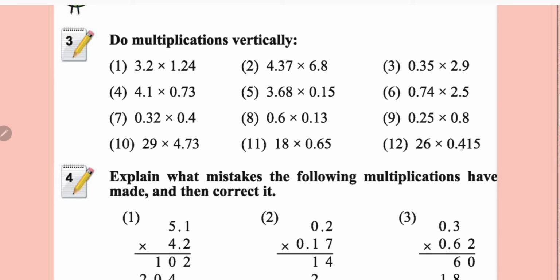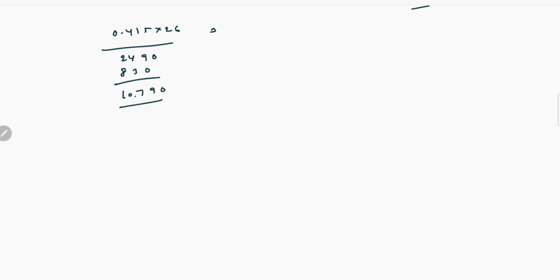Okay, 26 into 0.415 vertically. So 0.415 into 26. 6 5s are 30, 6 1s are 6 plus 3 is 9, 6 4s are 24, 10 1 2 1 is 2 3, 2 4 8, 0 9 7 10, 1 2 3, 10.79. 0 has no value, right?